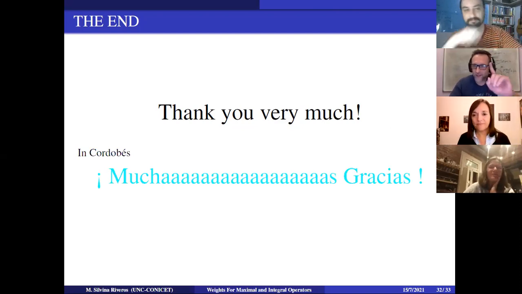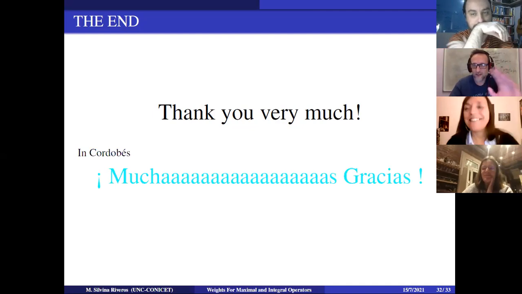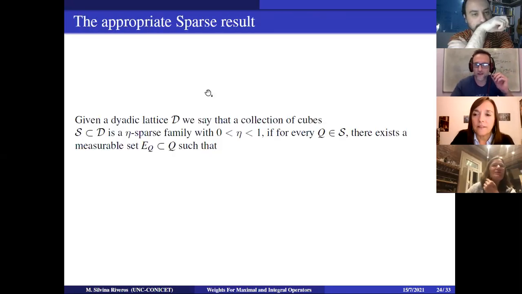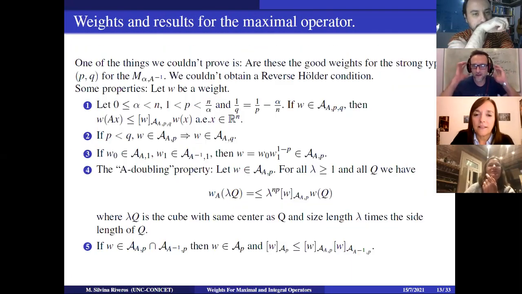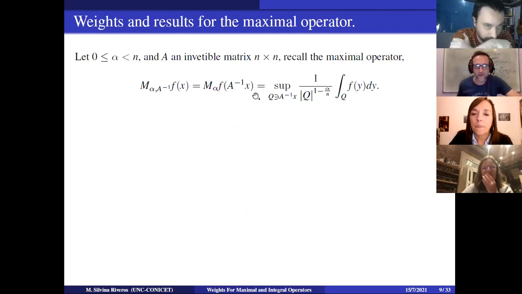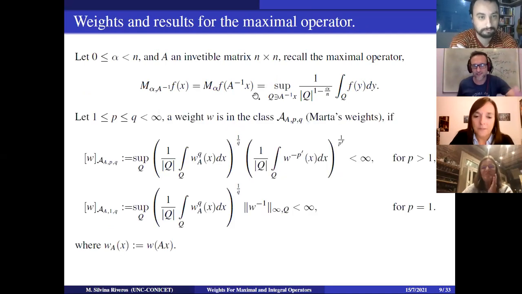I have one question, a very basic question about the maximal function. Yes, it was the maximal function for the case p equal to q and alpha equal to 0, just the maximal function modulated by this matrix A to the -1. So you cannot prove a reverse Hölder inequality? No. So what about the strong p bound for this maximal function?